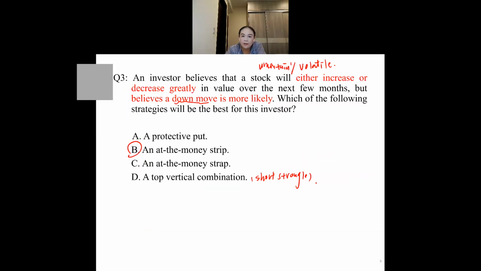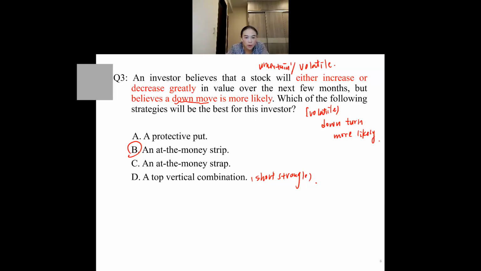Okay, question 3. An investor believes that a stock will either increase or decrease greatly. That's similar to the first question, right? Very volatile in value over the next few months. Believes the down move is more likely. So basically, we think the market will either go up or go down, but it's more likely to go down. So we think the market is really volatile, but a down turn is more likely.